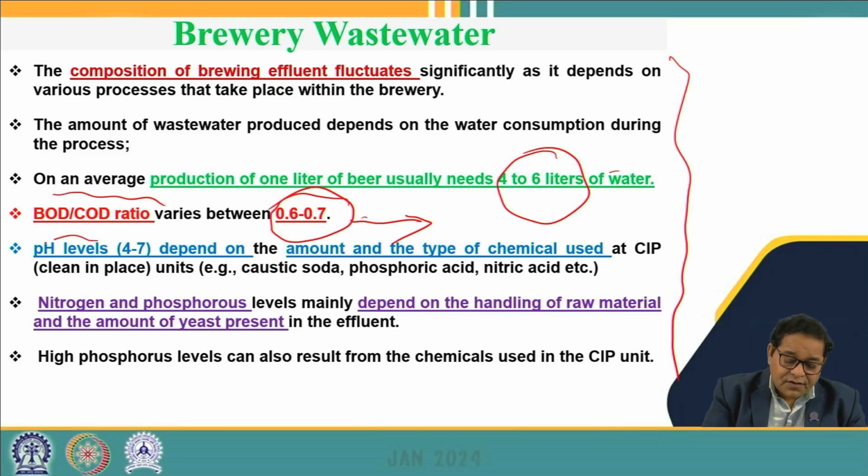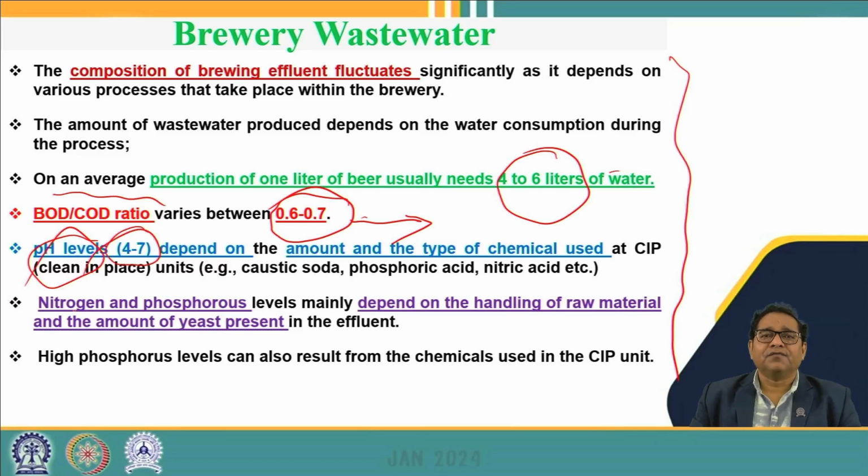In terms of pH, it varies from 4 to 7, which depends upon the amount and type of chemicals used in the CIP operations, whether we are using caustic soda, phosphoric acid or nitric acid, all of which are used in the CIP process. So the pH of the wastewater mainly depends upon these materials used in the process.